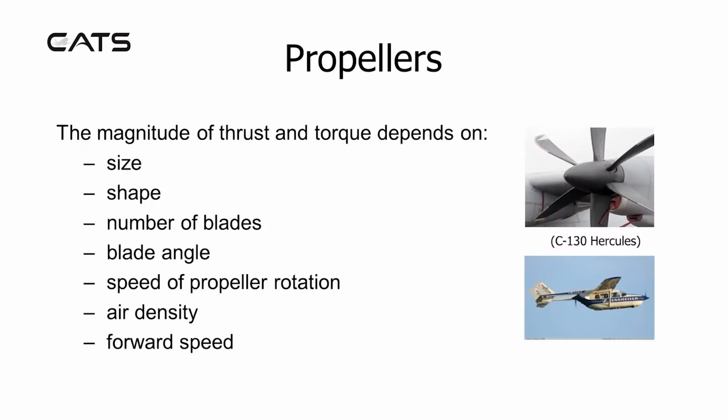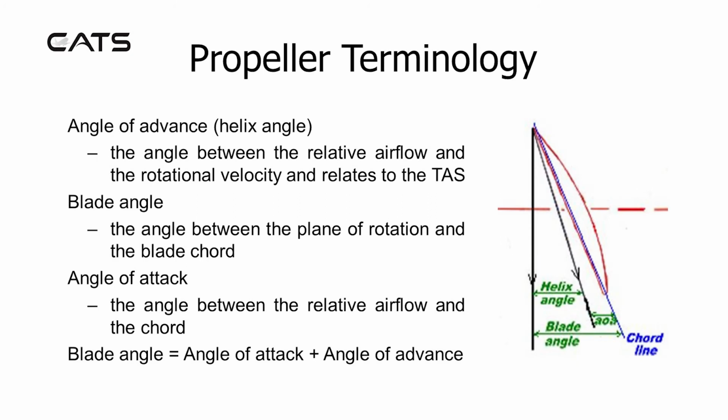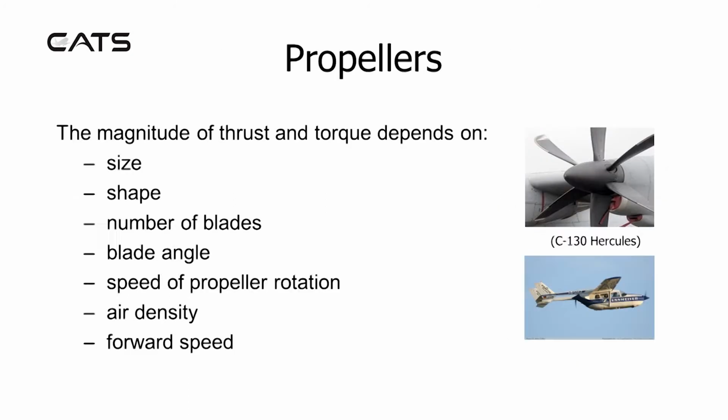The magnitude of thrust and torque depends on the size, shape, number of blades, blade angle, speed of propeller rotation, air density and forward speed. A lot of these things directly relate to the lift formula from principles of flight. Lift equals CL half rho V squared S.